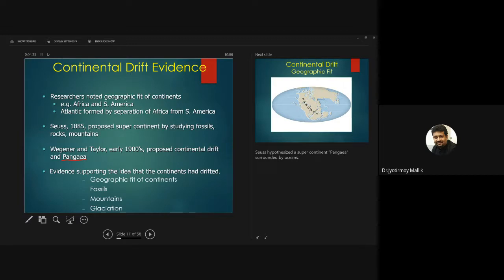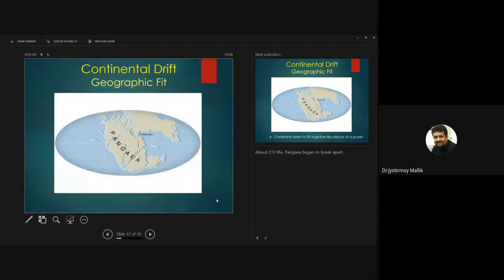So, what are the basic proofs, or what were the hints through which the earlier scientists came up with this particular model of continental drift? The first one is the geographical fit that we have just talked about. Fossils, we will show you what were the fossil evidences, mountains and glaciations. We're going to look through these evidences in a moment. So this is the geographic fit.